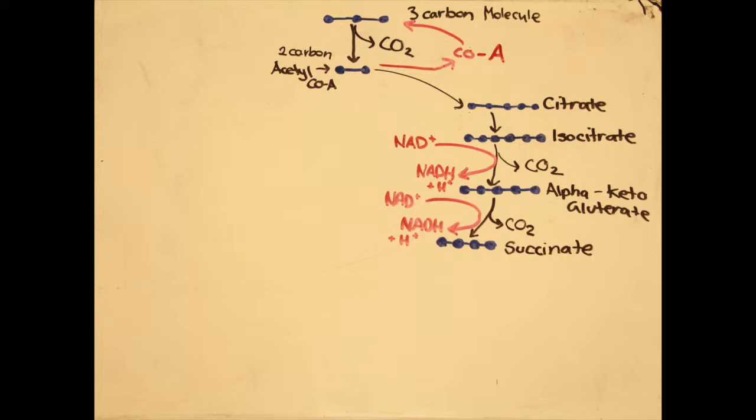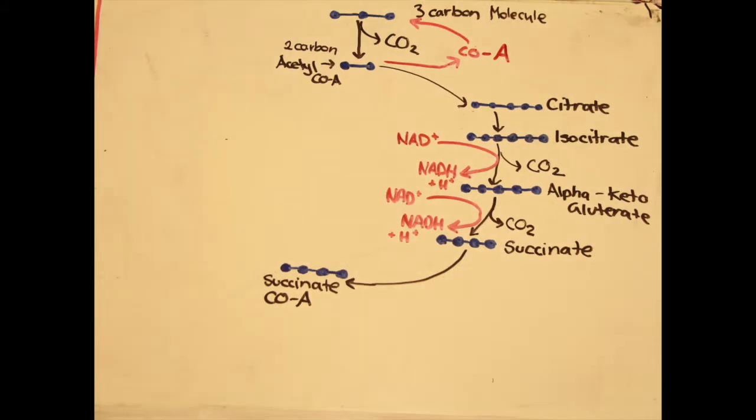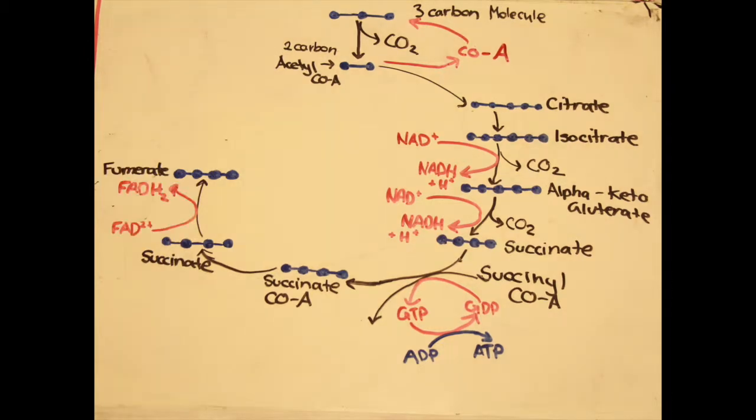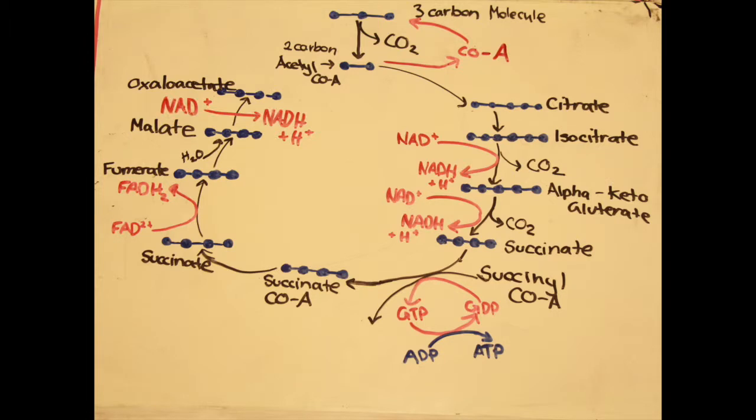NAD+ becomes NADH. Succinyl-CoA is then converted into succinate by succinyl-CoA synthase, which yields 1 ATP per succinyl-CoA. Succinate converts into fumarate by way of the enzyme succinate dehydrogenase, and FAD is reduced to FADH2. Fumarate is then converted to malate by hydration with the use of the enzyme fumarase. Malate is converted into oxaloacetate by malate dehydrogenase, and NAD+ turns into NADH. Oxaloacetate is then joined by acetyl-CoA and the cycle continues again, hence the name Krebs cycle.